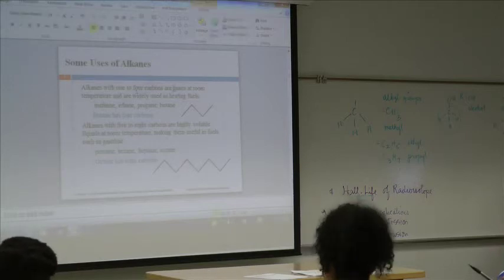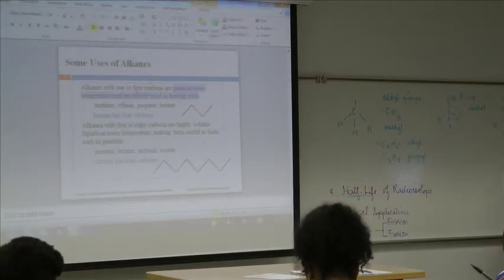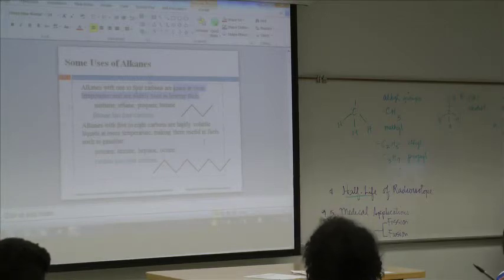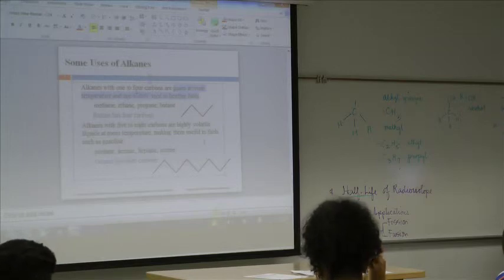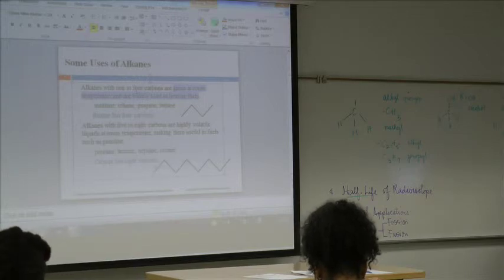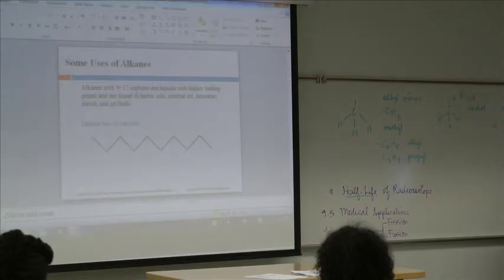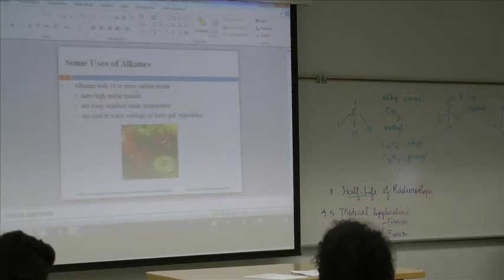Okay, so alkanes are gases at room temperature and are what we use as heating fuels. So methane, ethane, actually mostly butane, right? 5 to 8 carbons, that's actually in our gasoline, that's why we have octane, right? Octane rating. And decane, of course, is 10 carbons. So all alkanes have some uses, right? The waxy coating in fruits and vegetables are alkanes with more than 18 carbons. 18, that's a lot, right?